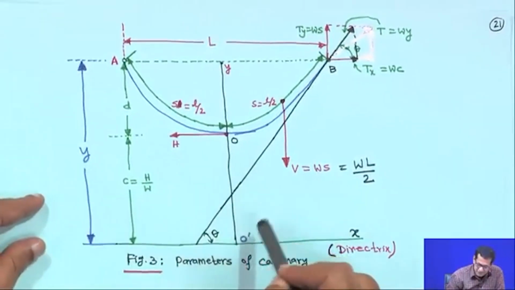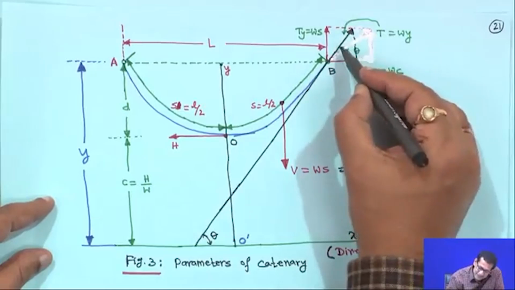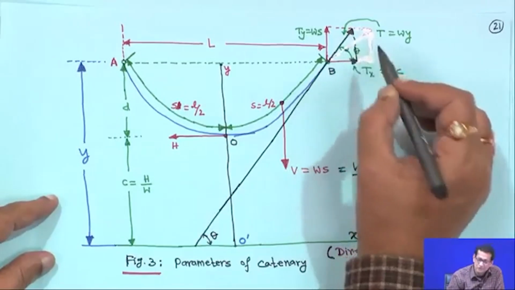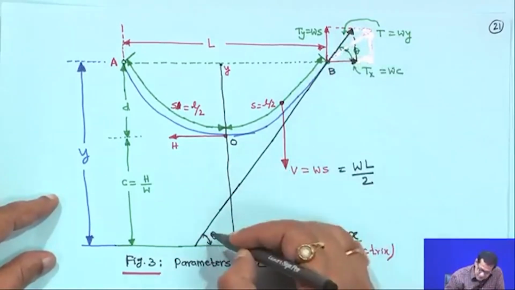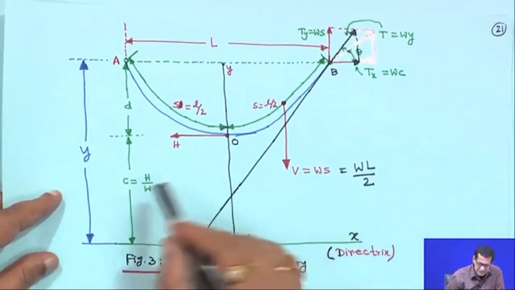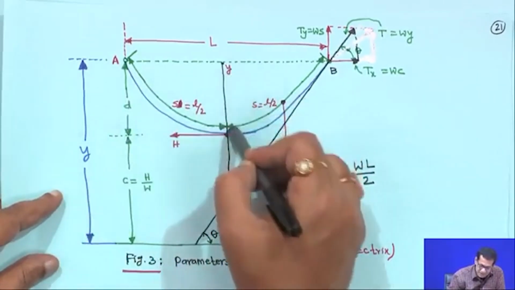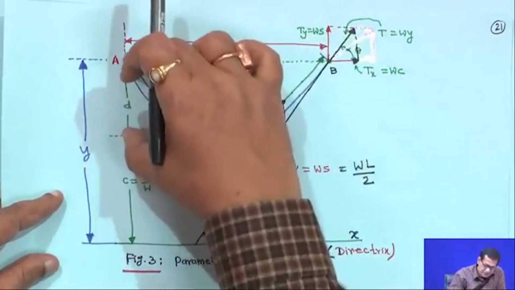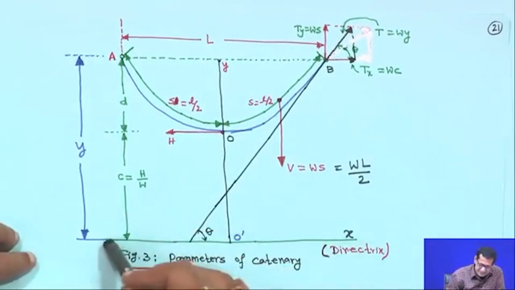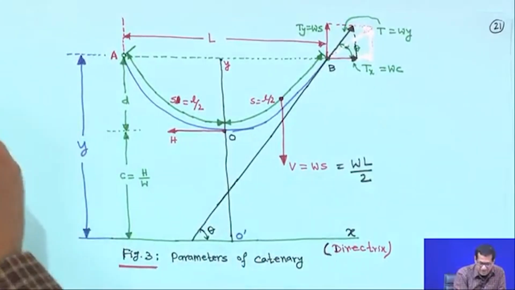This is the directrix and this is the horizontal line. So, this angle is theta, this angle is theta, and some correction fluid I have put, so do not look into this. Therefore, this angle is also theta, and this C is h upon W. From here, this is y, and this portion is the sag, this portion is d. We will see this later. From the directrix, the total is y, and y is equal to c plus d.